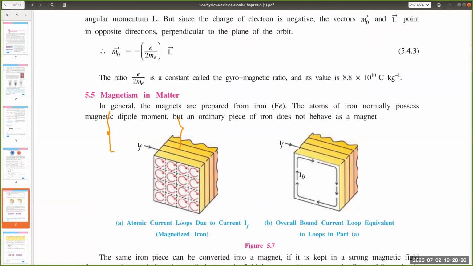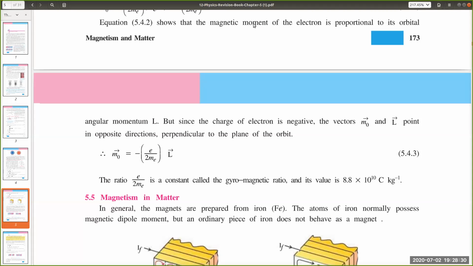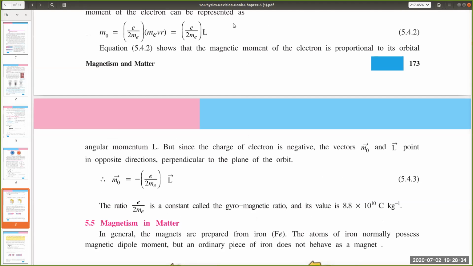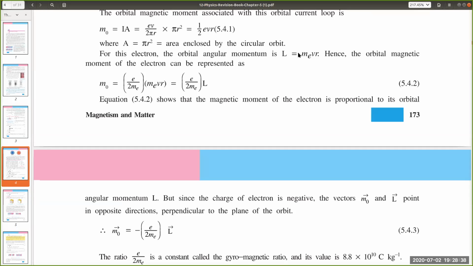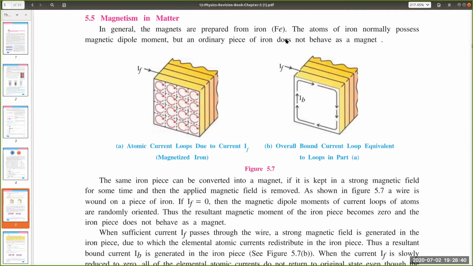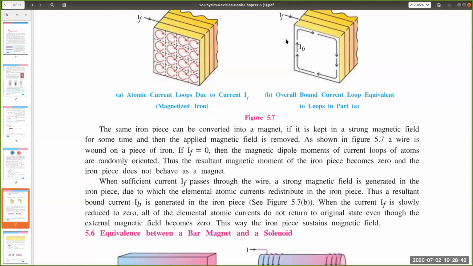But in both of our formulas, the charge of the electron comes in. In which formula? Both. Which two? No, not in the angular momentum formula. It doesn't come there. Mass times v times r. There is no charge.